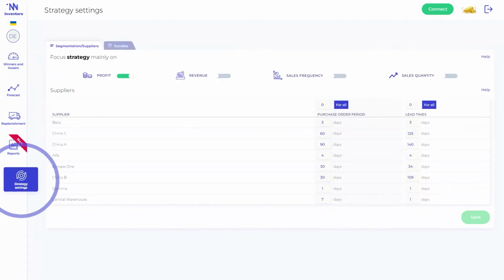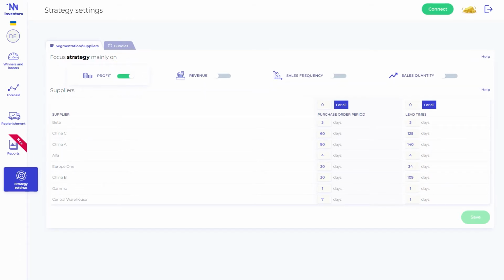Strategy settings allow you to adjust what is currently important for you in your business cycle and set up suppliers' info, such as lead times and purchase periods. Changing strategy settings tells our system what products should be considered as winners in the product segmentation page. Remember when we spoke about this earlier in winners and losers? We wanted to simplify the settings, so we chose the 4 most common settings you will find in retail business.